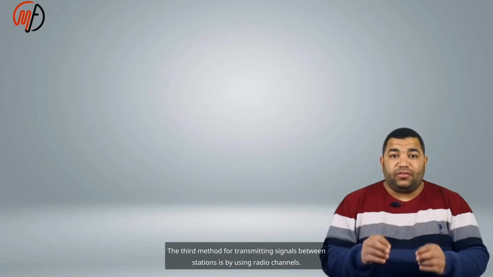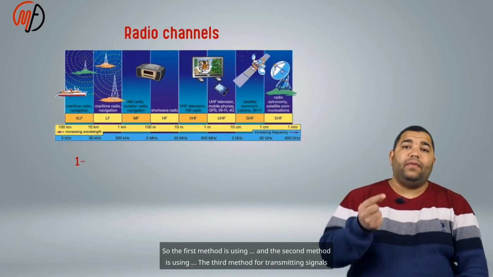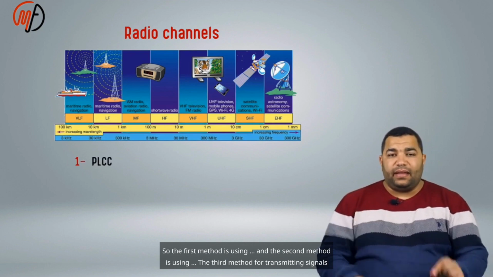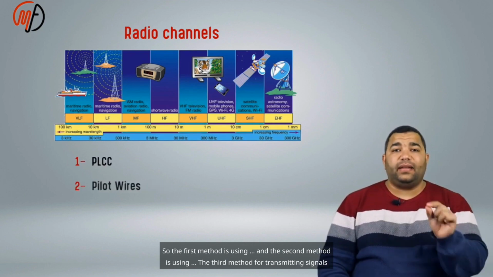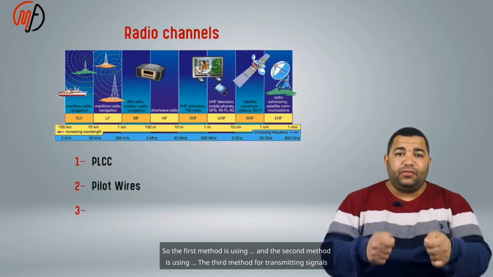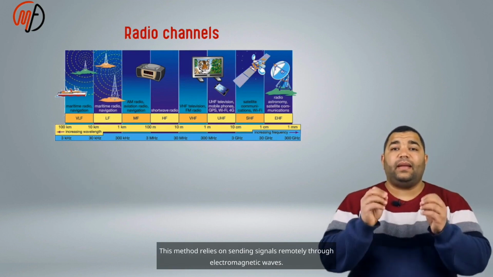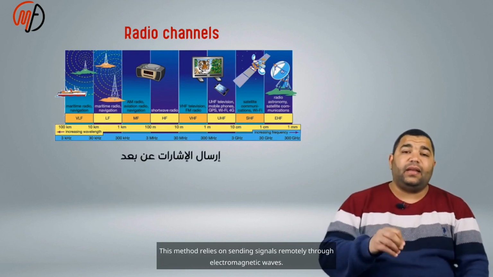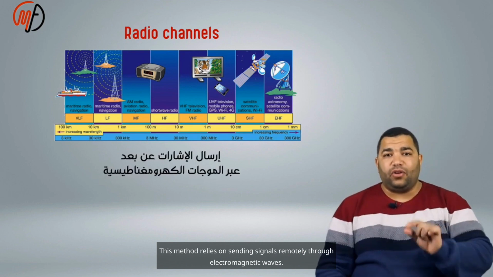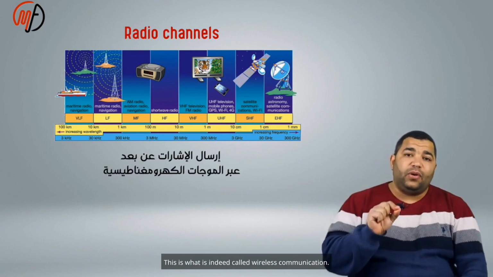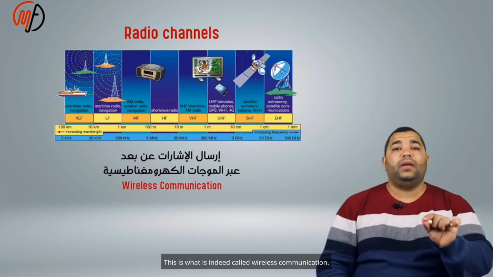The third method for transmitting signals between stations is by using radio channels. This method relies on sending signals remotely through electromagnetic waves. This is what is indeed called wireless communication.